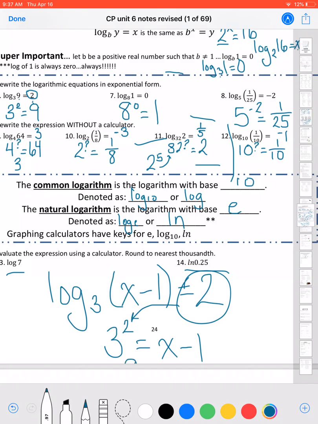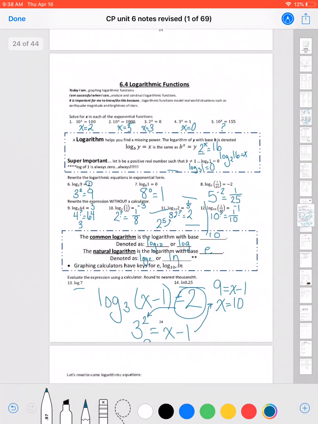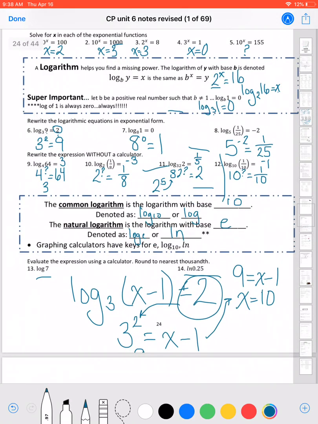Well, hopefully you know 3 squared is 9, so I'll put it over here. So 9 is equal to x minus 1. And then just add 1 to both sides and be like, oh, x is 10. Plug it back in, it should work, but that's the general gist of what it was doing in Odysseyware. I saw a few questions like that.